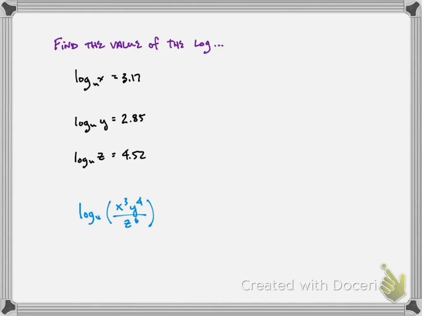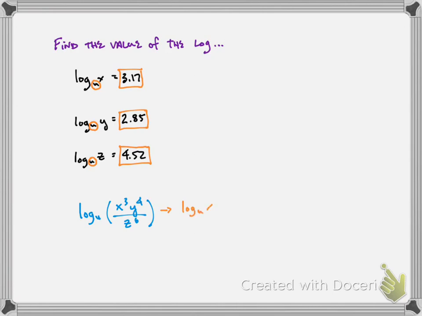Next, find the value of the logarithm. So now in this case, we are given a numerical value for the log base u. So we're used to seeing base 10 and base e. They're saying any base, in this case u. The log base u of x is 3.17, the log base u of y is 2.85, and the log base u of z is 4.52. Find the value then of this. Well, I can express this in terms of log of x, log of y, log of z in the following way.